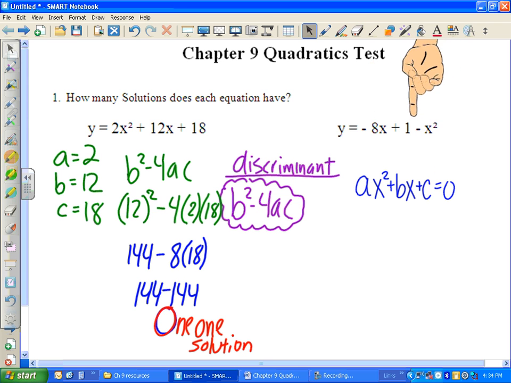So we need to move things around. I need you to put this x squared part first, then put this negative 8x part second, and then put this plus 1 part last. That's the first thing we need to do here. Let me just move them around.